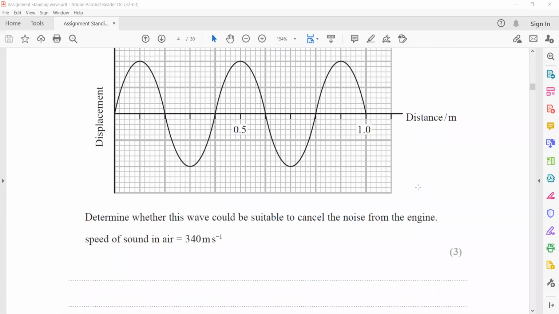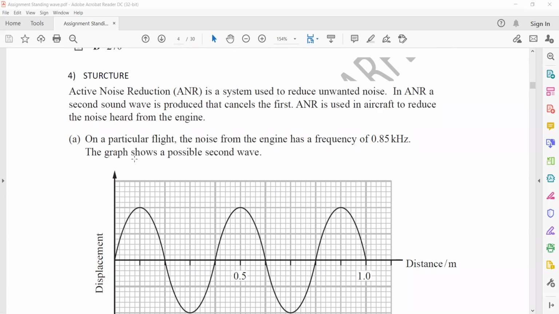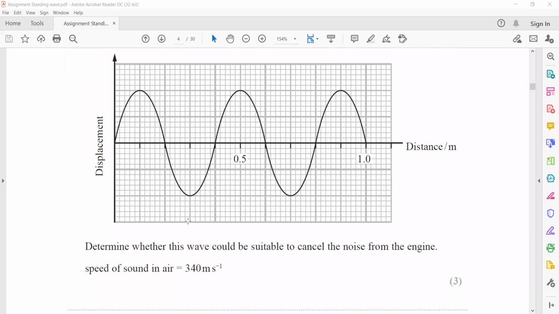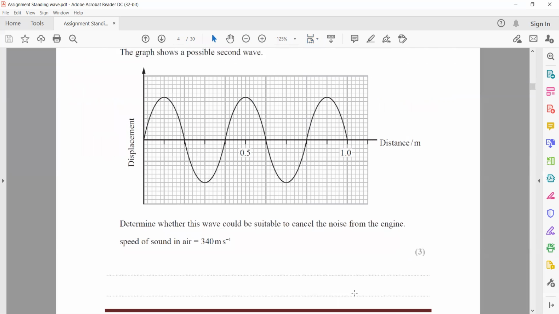So how can we work it out? To cancel out, we should use the same frequency. The frequency of the engine is 0.85. So using the graph and the speed, we have to find the frequency. Using the graph, how can we work out the wavelength? The distance between two successive crests refers to wavelength. When we scale this, it is 0.1, 0.2, 0.3, 0.4, 0.5. So the wavelength starts from 0.1 and ends at 0.5. So wavelength is 0.4 meter.